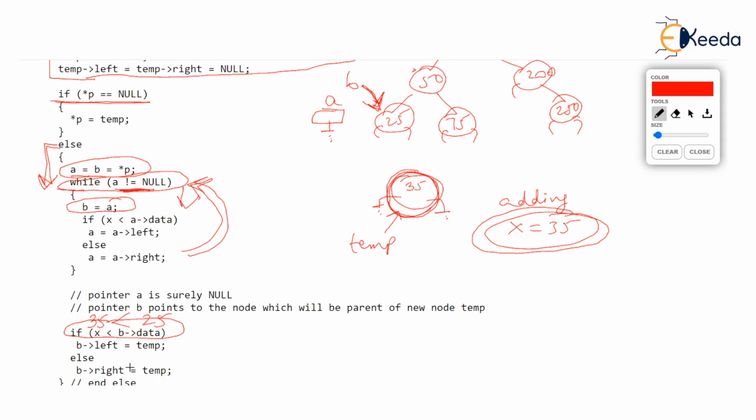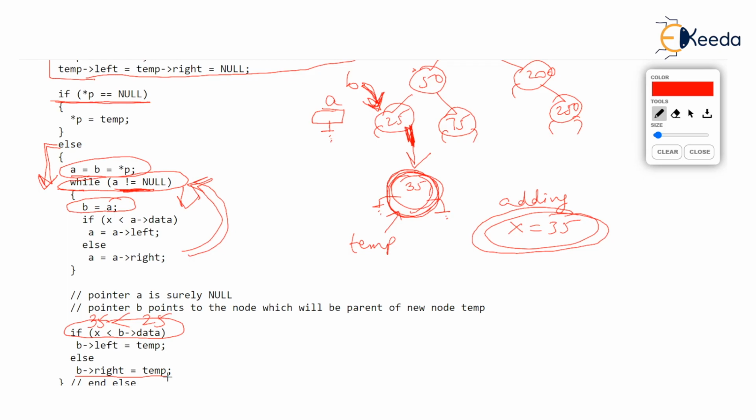So the statement b arrow right equal to temp will get executed. Now b arrow right exactly means 25's right should point wherever temp points. And look at this, the right child of 25 is 35 now. This is how the insertion goes on. I hope you have understood enough about the insert function. I would appreciate your efforts if you keep reading this, keep drawing the diagrams, keep understanding by inserting more and more nodes in the binary search tree.